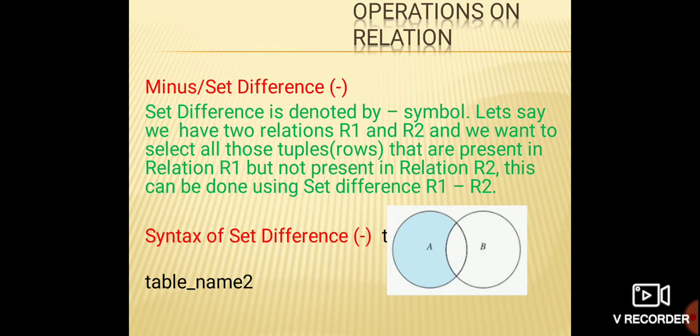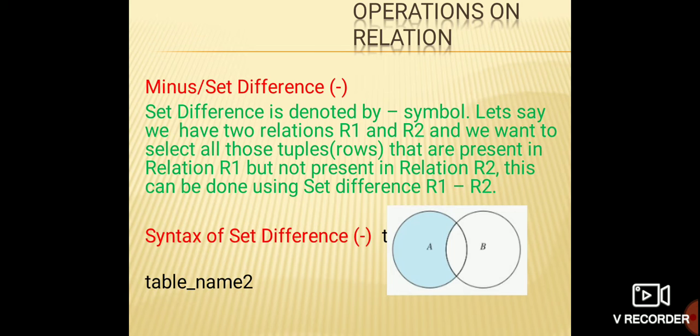Okay, next is what? Minus, set difference. The data which is present only in, like there are two examples, A and B. Some data is inserted in A and some data is inserted in B also. So the data which is present in only A, only that data will be displayed. The data which is common in A and B will not be displayed, nor will the B data. So the syntax for set difference is table name 1 minus table name 2.